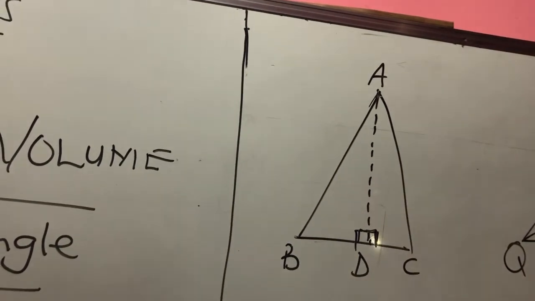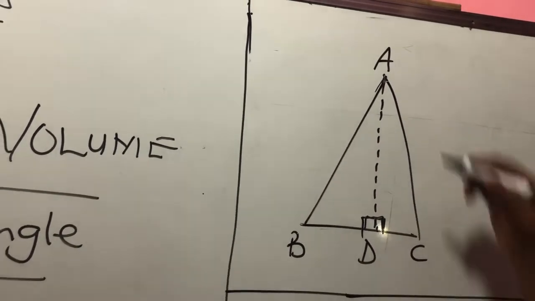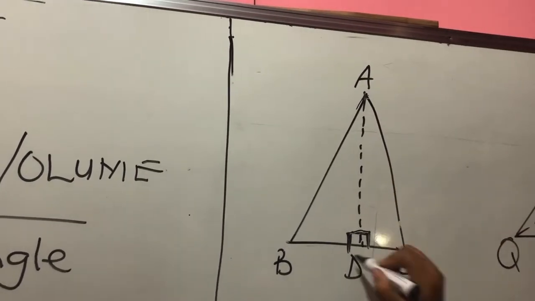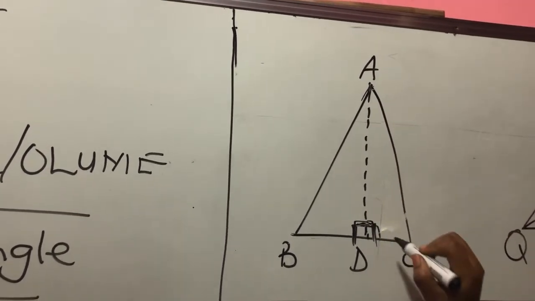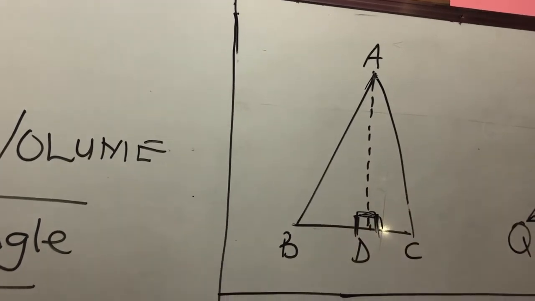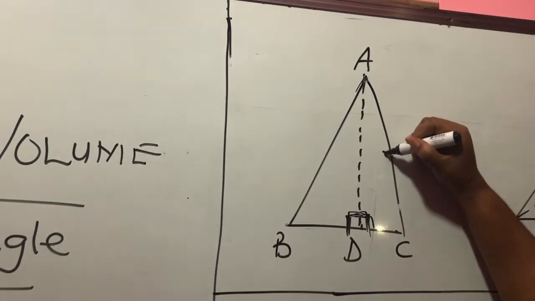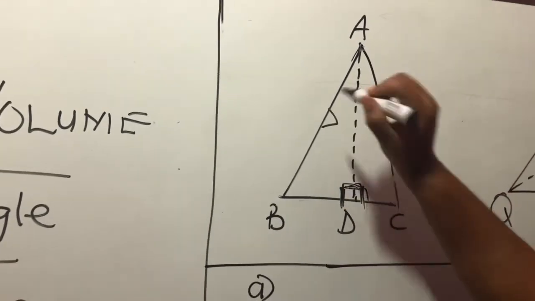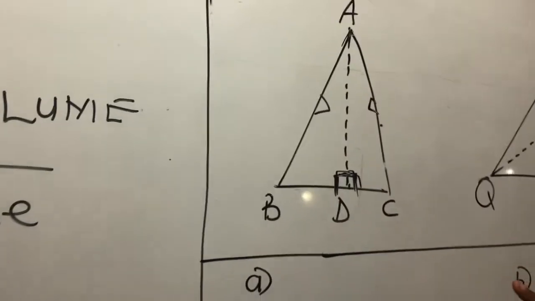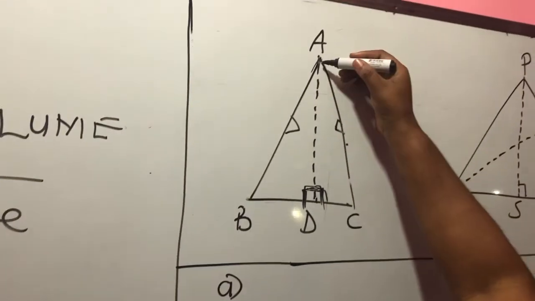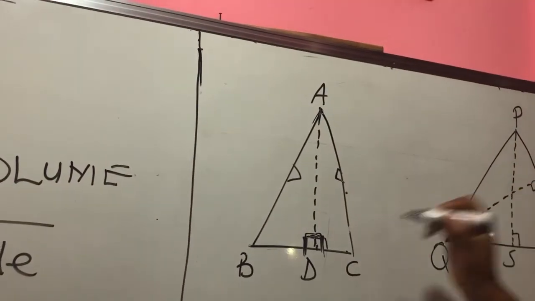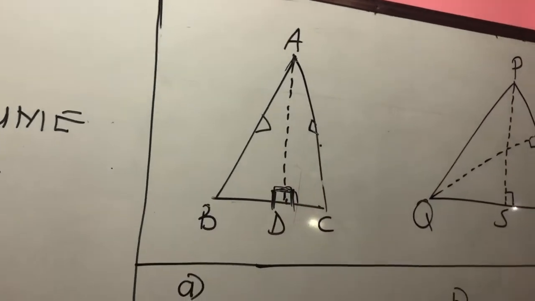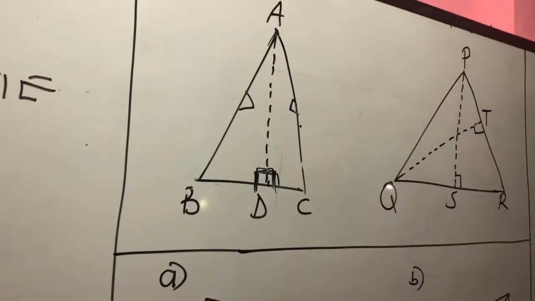AD is rather perpendicular to BC. So in simple terms, the length where the height forms a right angle, that is what we call the base. The height is not forming a right angle here, so this is not the base of the triangle. So the height of this triangle is line AD, and the base is BC. I hope you understand what we are doing. Okay, let's look at the next one.